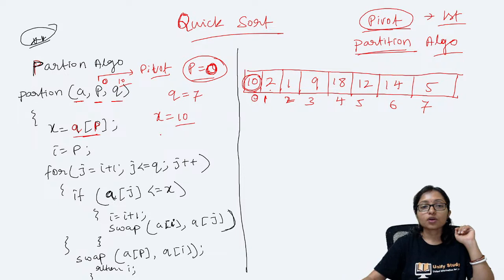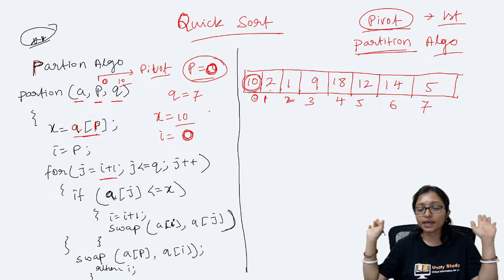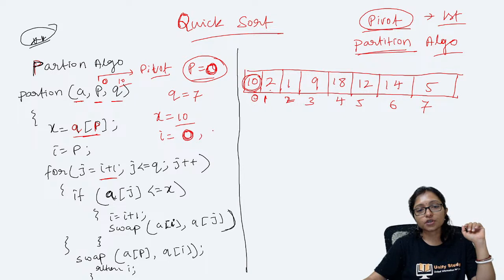Okay, what is my I value? I value is 0 here, because it is starting with 0. Now what is going on? See that j will start with I plus 1. Here I and j are mainly playing the game. We have to think about I and j. I value is 0, j value is 1 now.